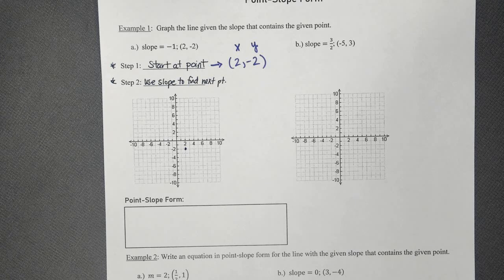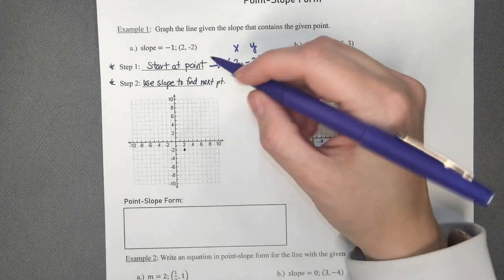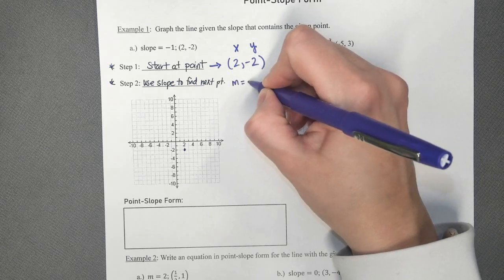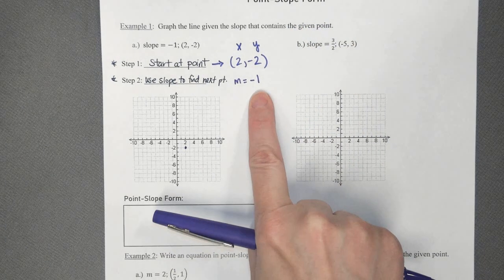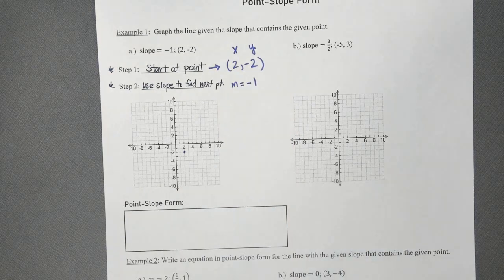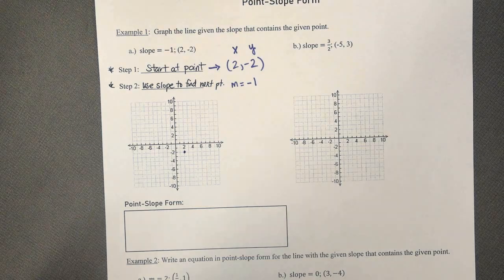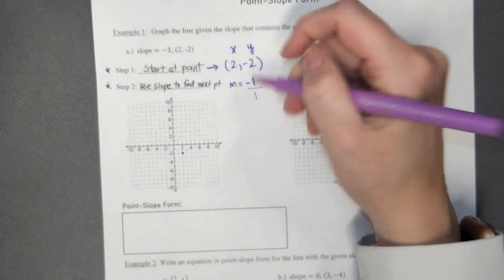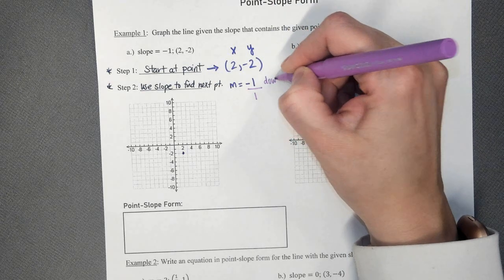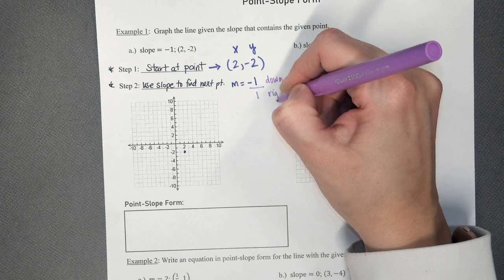And then just like we did before, we're going to use the slope to find the next point. Now, if you have a whole number, it says slope is -1, so we're going to use m. Do you guys remember what the bottom number is if you have a whole number? We always make it into a fraction. What goes on the bottom? Yep, 1. Okay, so this is the rise over the run. So the -1 means you're going down, and then this means you're going to the right.